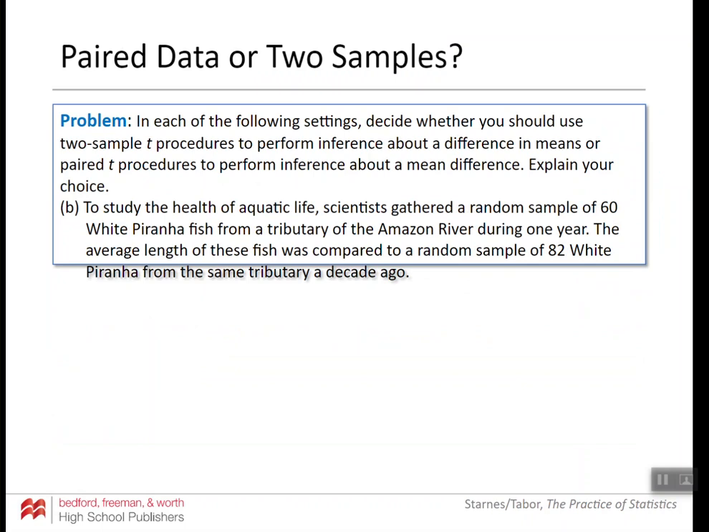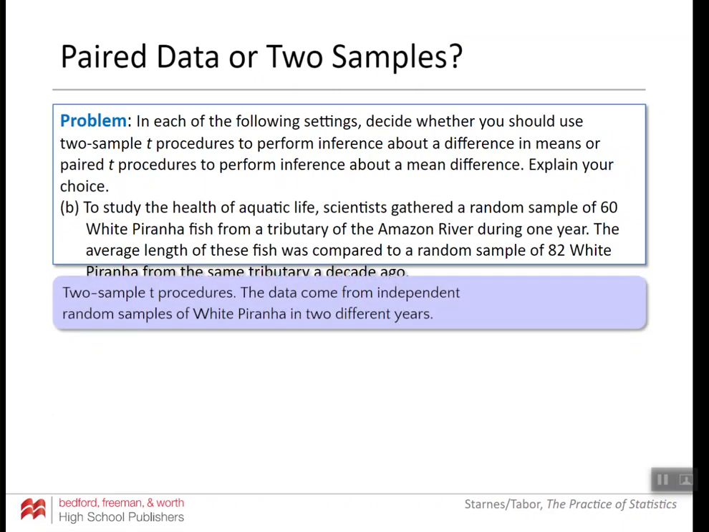Next situation. To study the health of aquatic life, scientists gathered a random sample of 60 white piranha fish from a tributary of the Amazon River during 1 year. The average length of these fish was compared to a random sample of 82 white piranha from the same tributary a decade ago. This is going to be a two-sample t-test. The data come from independent random samples of white piranha in 2 different years. There is nothing that pairs the piranhas in the 2 different years.